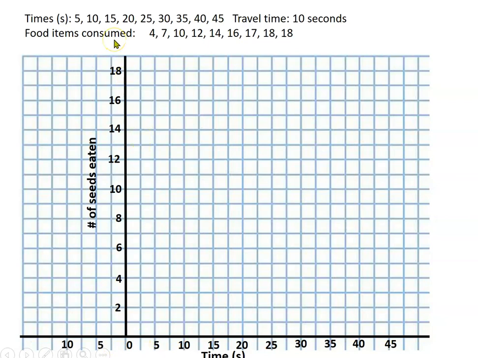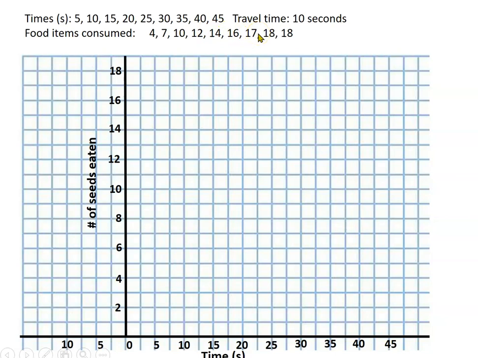So if you look up at the top, here's our data table. She watched for 45 seconds, and every 5 seconds, she counted how many seeds were eaten. So in the first 5 seconds, the bird ate 4 seeds. During the next 5 seconds, the bird ate 3 more seeds for a total of 7 seeds. In the next 5 seconds, so at 15 seconds, the bird ate 3 more seeds for a total of 10 seeds. So you can see that for every 5-second interval, Dr. Foster had the number of seeds that were eaten.